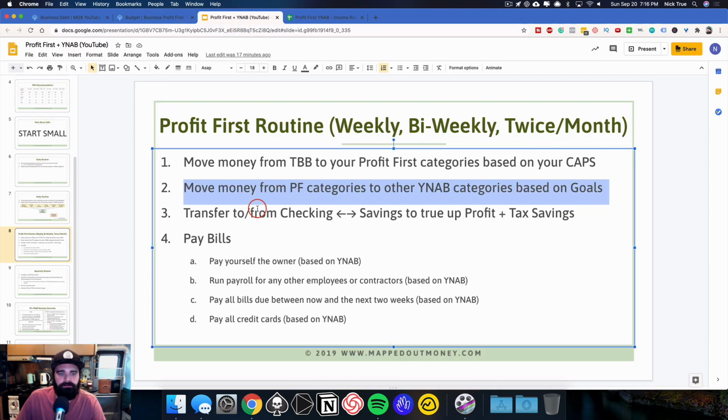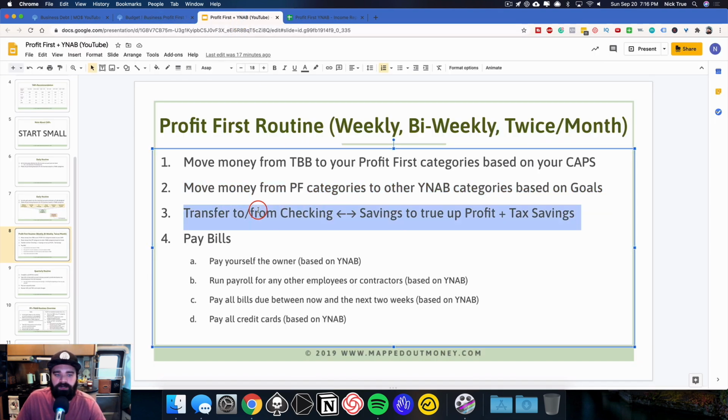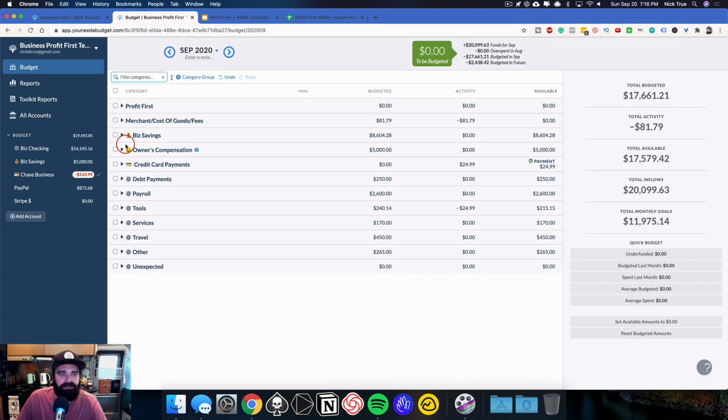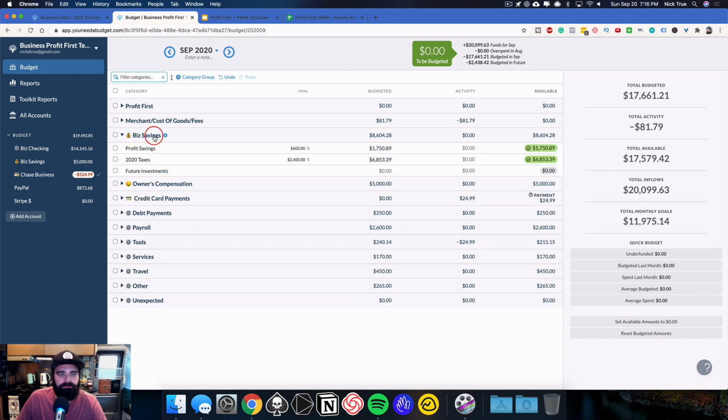Okay, now that is only half of the profit first routine. Let's come back over here. The third step in the profit first routine is to make a transfer from checking to savings or vice versa to true up your actual savings. So remember how a few minutes ago I showed you that this profit or this biz savings group, the total, should match this total here? Well, what that means is because this bank account is physically holding our profit and our taxes, if we want to keep that true, we need to make a transfer.